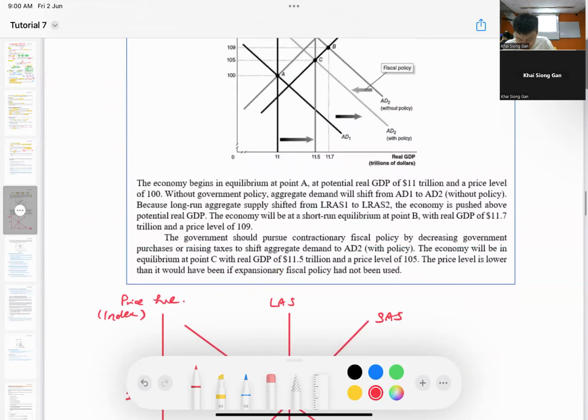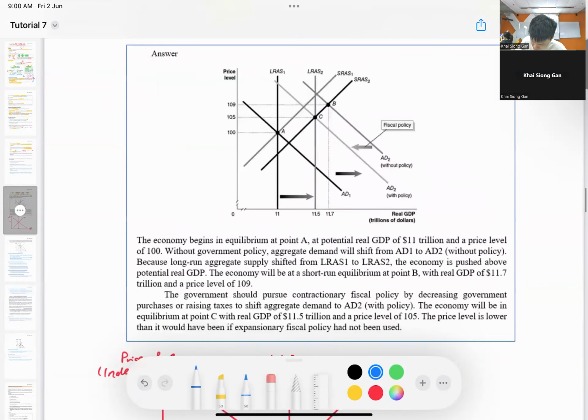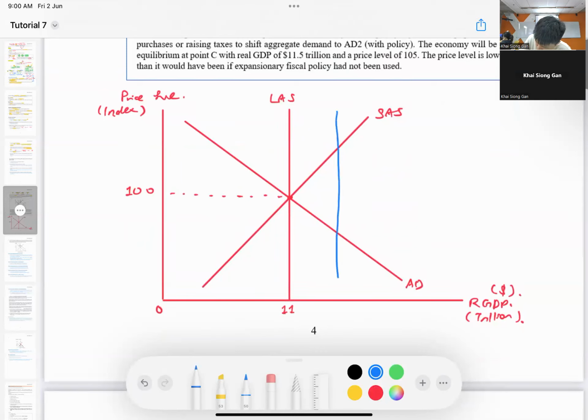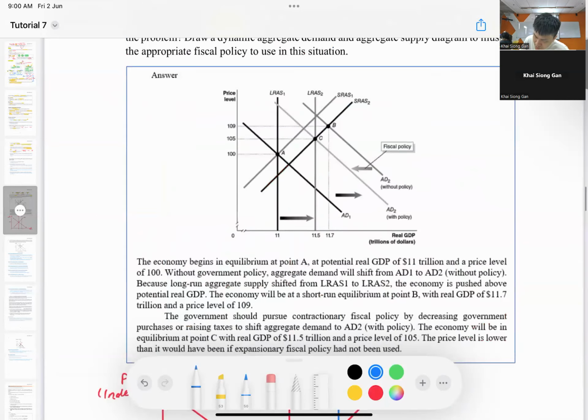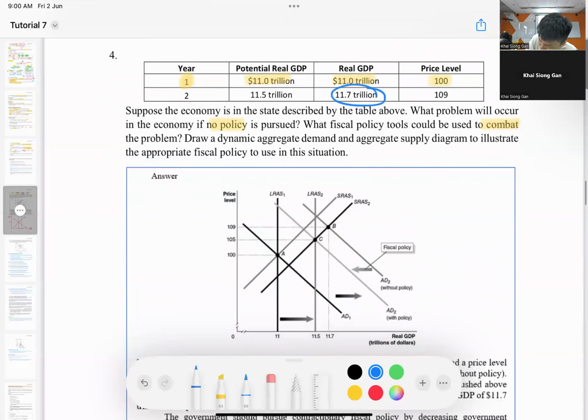Okay, what's next? We draw year two. In year two, the potential real GDP is 11.5 trillion. We draw that first. This is LAS1, 11.5 trillion. Done. Real GDP is 11.7 trillion. That means real GDP is way larger than potential real GDP, right? So real GDP is way larger than potential GDP.